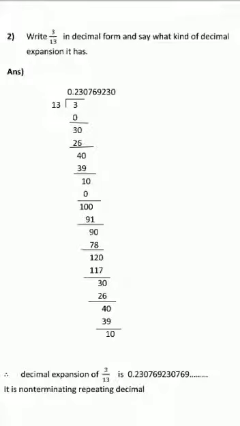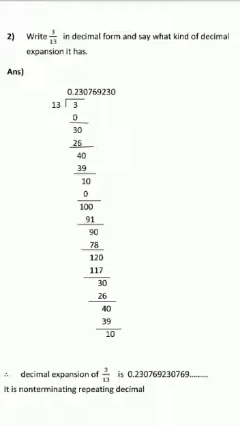In the second question, write 3 by 13 in decimal form. It is in P by Q form, and we are converting to decimal form. It is very easy. All of you know how to divide numbers. It is just a division, 3 divided by 13. Simple division. Just divide the numbers, then we can easily find the answer.